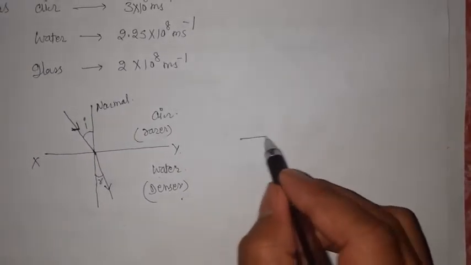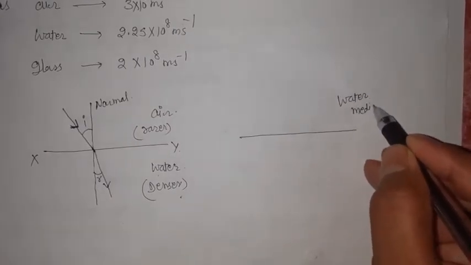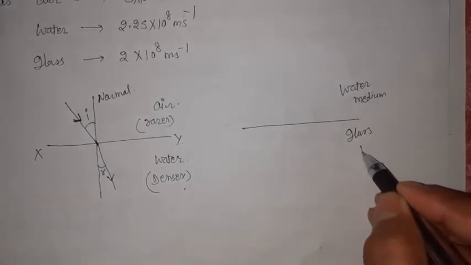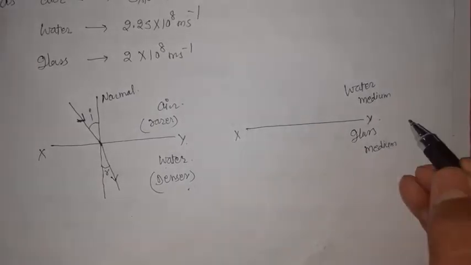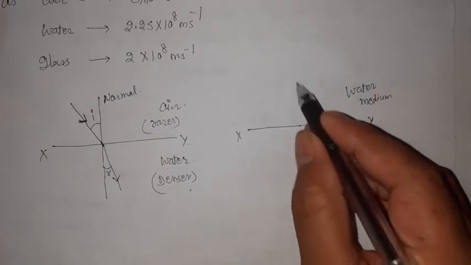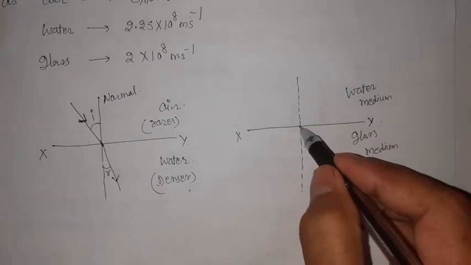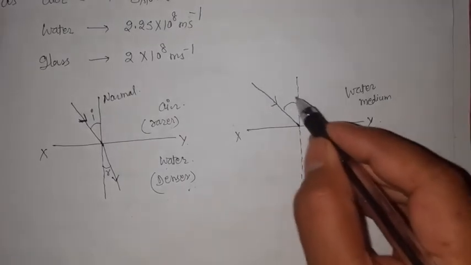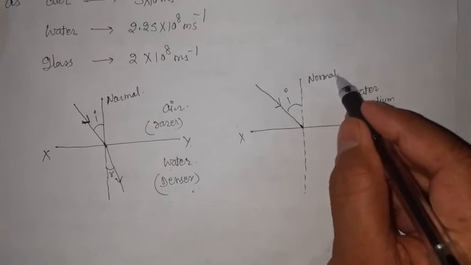Now the next case that we are taking. Suppose I have here a water medium, and the next one is a glass medium. These two media are separated by this boundary XY, which we are going to call the interface. Now we draw a perpendicular on this, which is called the normal. Now a ray is incident on it, making an angle with the normal. This is the incident ray, and it forms an angle with the normal.